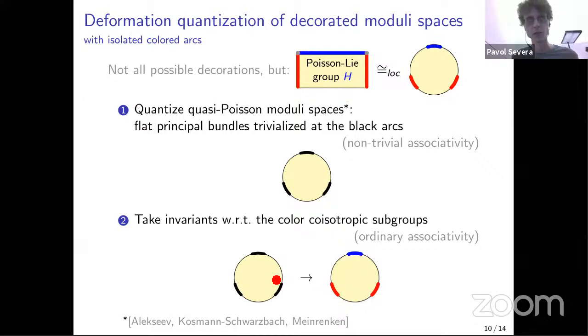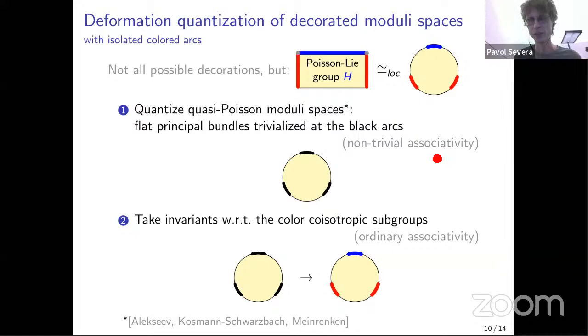That's all there is. Now for functions, what it means is that we take functions which are invariant with respect to those respective colored groups. And once we do it, this product, or this deformed product here, which was somehow not quite associative or strangely associative, will become an ordinarily associative product, and that's it. That's our quantization.